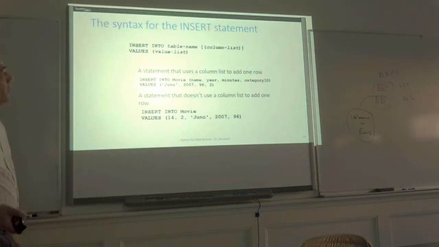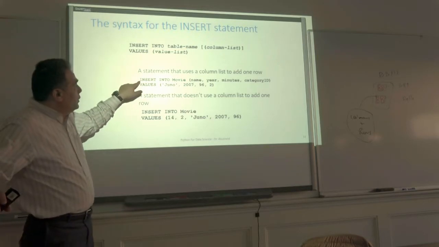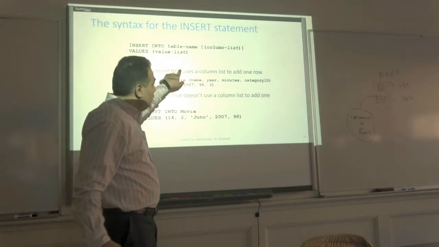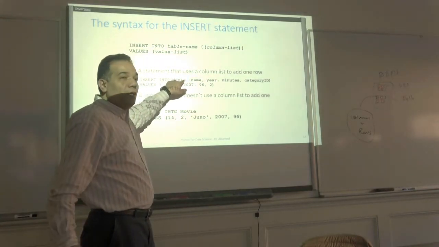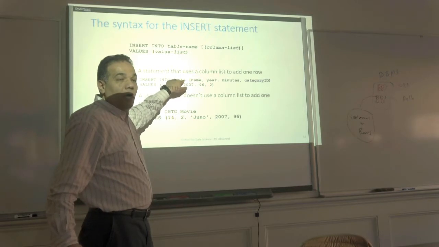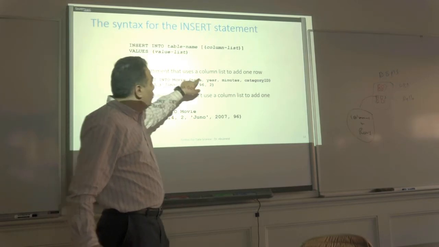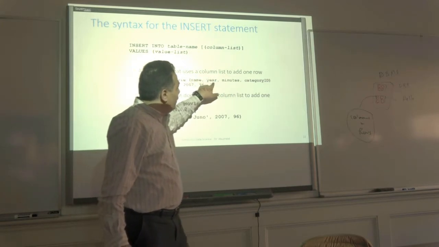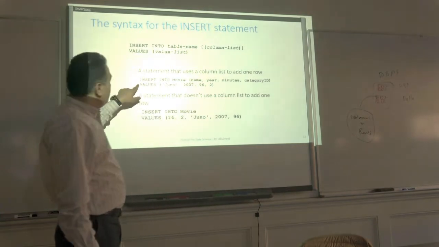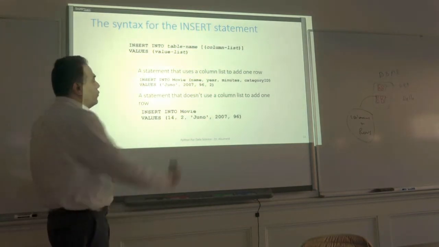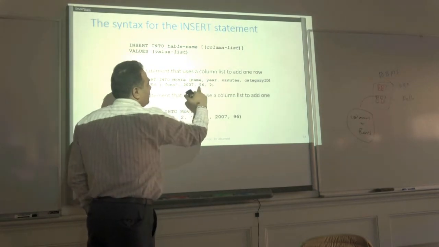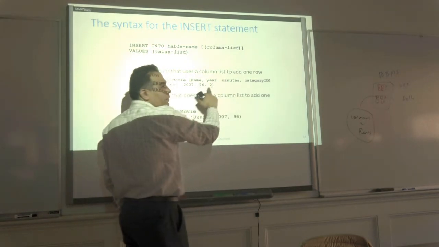Now the other one is insert. So for example, insert into movie. What is movie in here? Table. Okay. Movie has how many columns? How many attributes? 4. 1, 2, 3, 4. So insert into movie the name, the year, the minutes, the category ID, and then I specify the values. So for name, Juno. For year, 2007. For minutes, 96. And for category ID, we have 2.